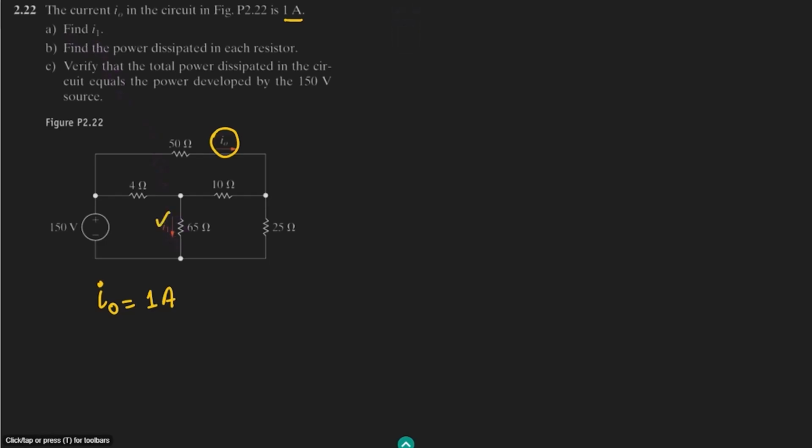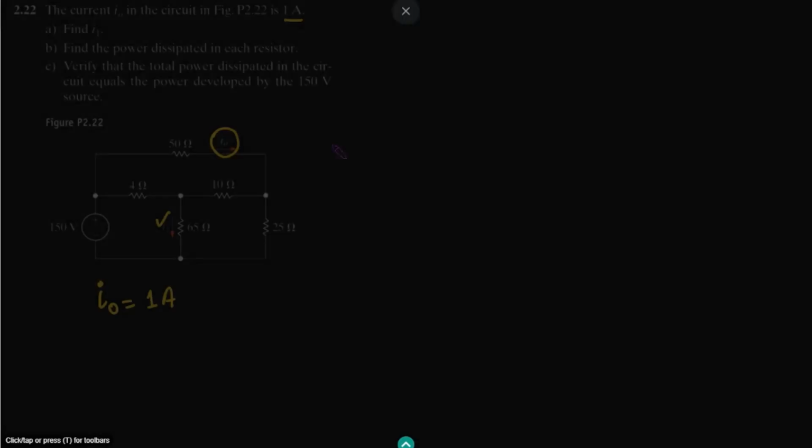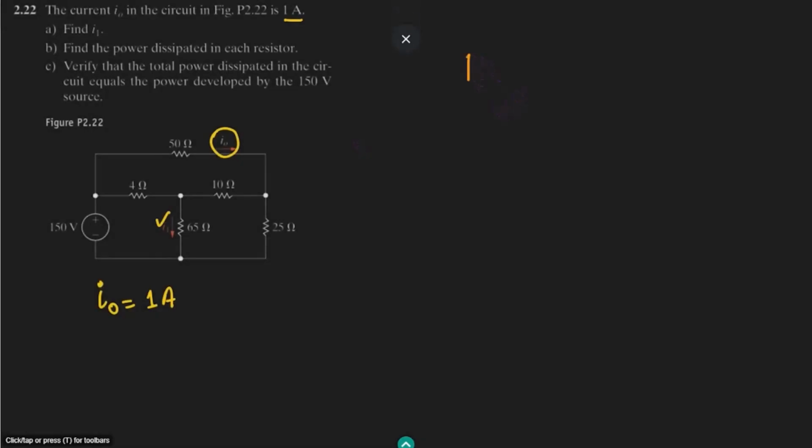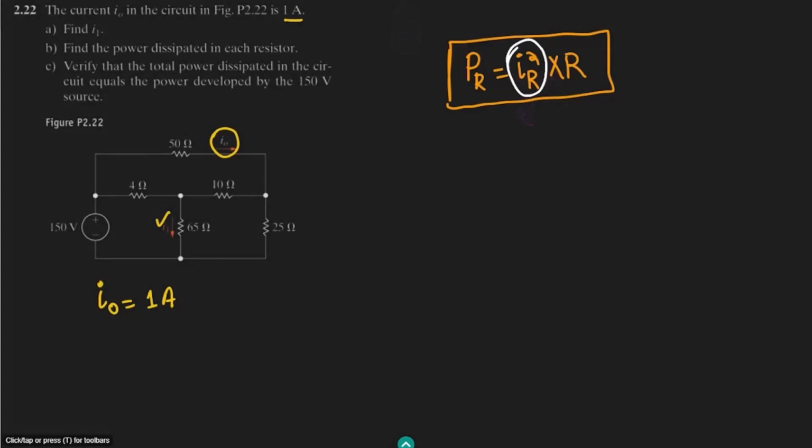On the basis of it, we have to find, given I naught, the power dissipated in each resistor. We have to keep in mind that the power dissipation formula for each resistor is P_R equals I_R squared multiplied by the value of the resistor. So for that we will need the value of the current flowing through each resistor.